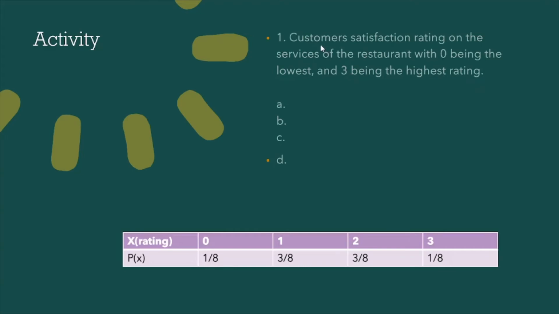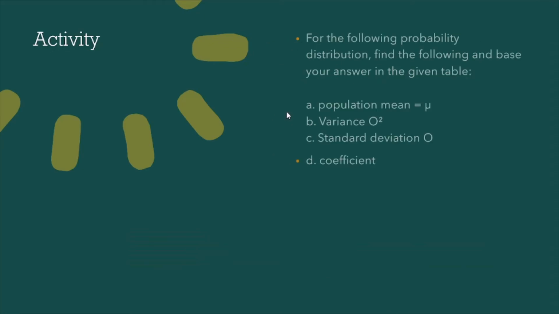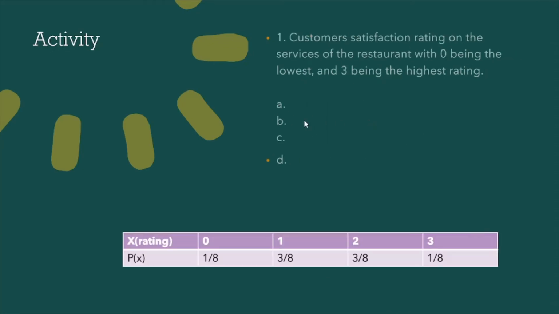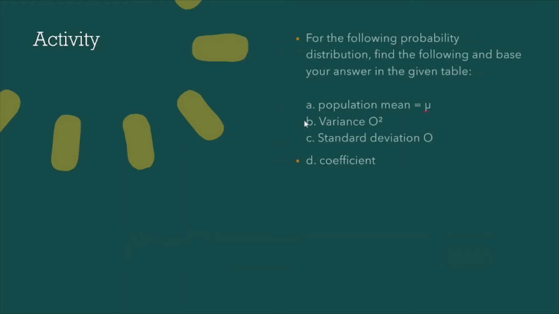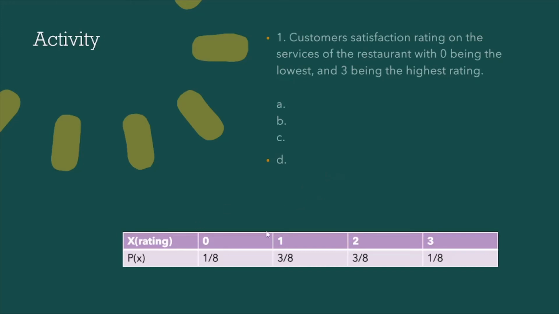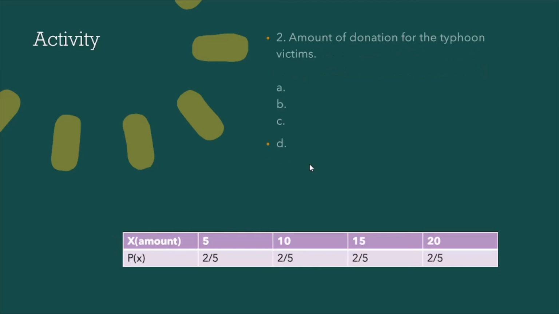Now here is the activity. Customer satisfaction rating on the service of the restaurant, with 0 being the lowest and 3 being the highest. So in A we need to find the population mean, in B the variance, in C the standard deviation, and in D the coefficient of variation. Using the table, you are going to base your answers on it. After getting the answers, just write them, or you can send them to me in Messenger if you are done.